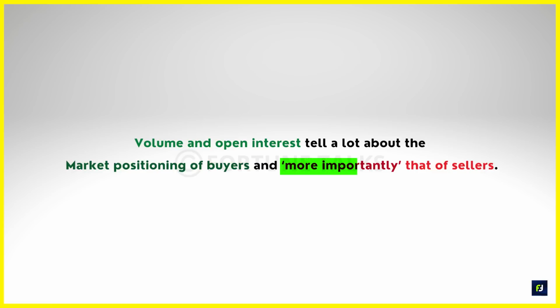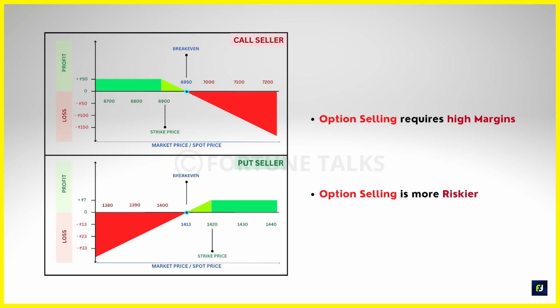Notice how I use the word importantly before sellers. The reason why I have used this is because option writing or selling not only requires more margin, but it is also much riskier. We have talked about the risk reward profile of a writer in the previous episodes.